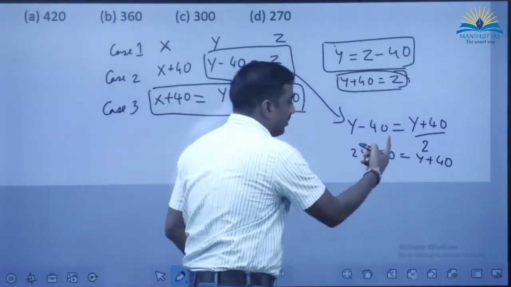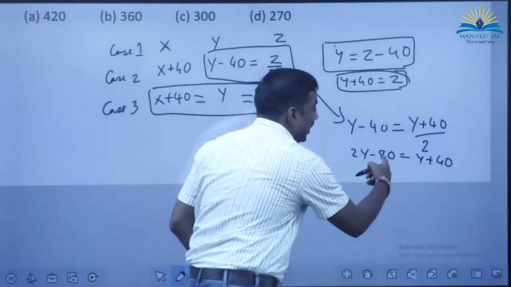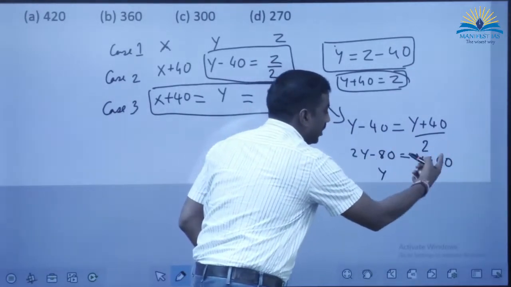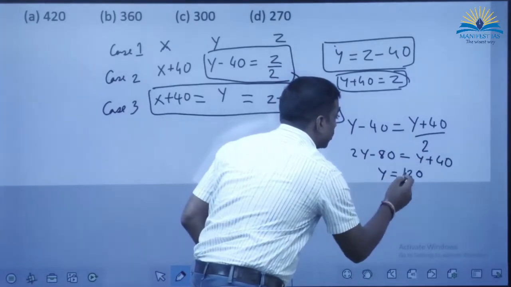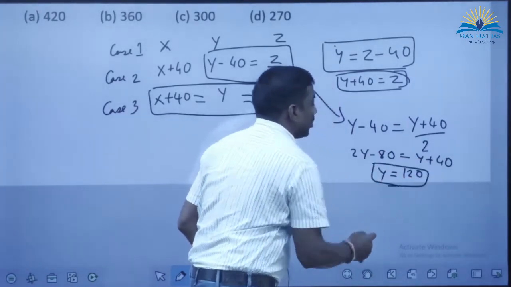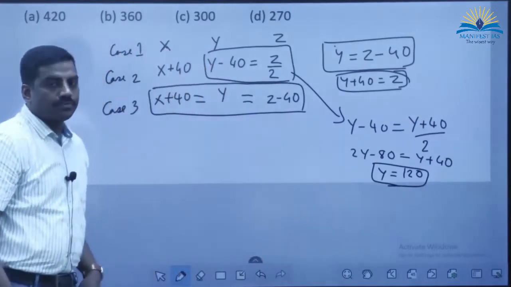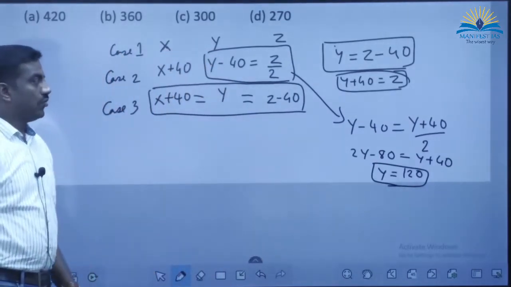Bring y this side. 2y minus y is equal to y. 80 this side. Minus 80 will become plus 80. 120. So y is equal to what? 120. y is equal to 120.